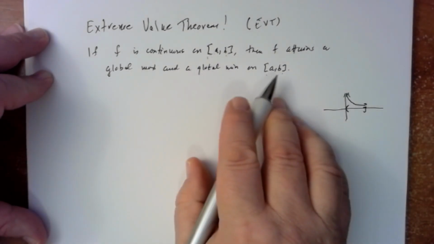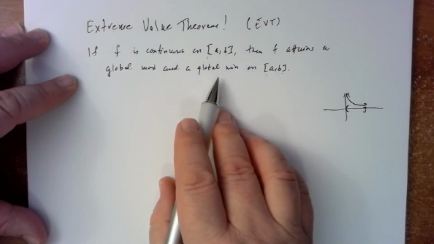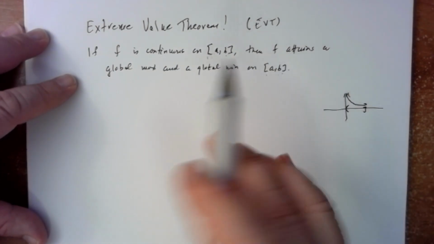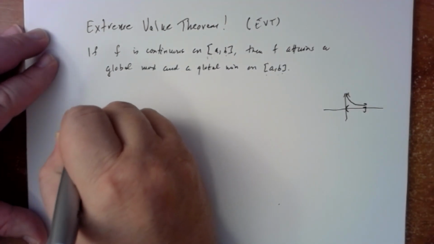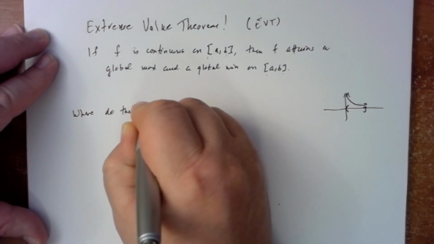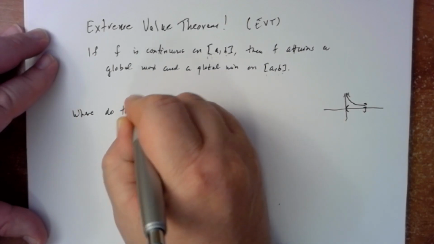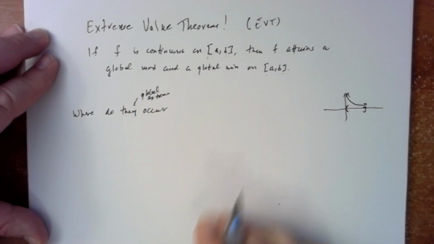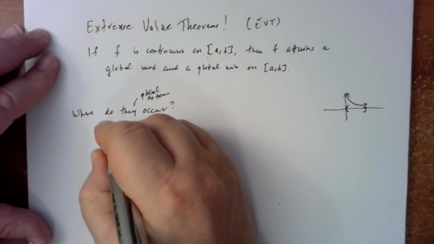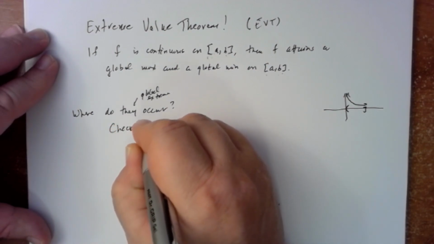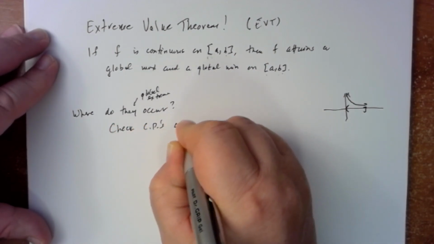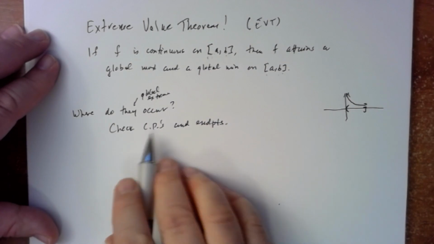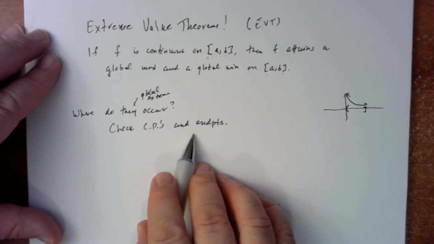The other piece is, where can you find them? This is an existence question. We know that if f is continuous on a closed interval, our global maximum exists. Now, where do they occur? When I say they, I'm talking about the global maximum or global extrema. Well, we have to check critical points and endpoints. These are where the maxes or mins can occur.